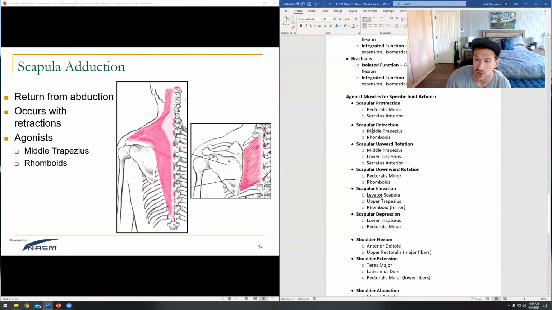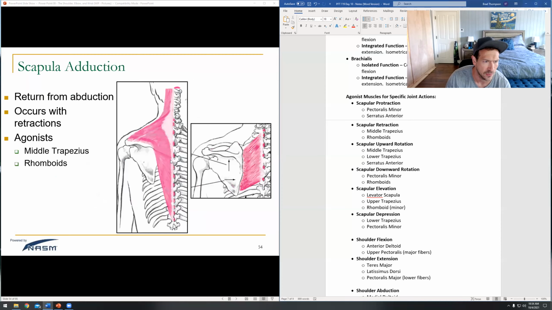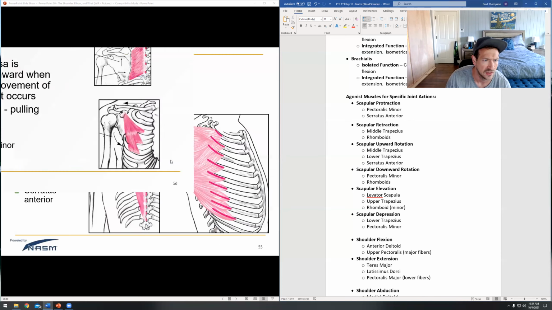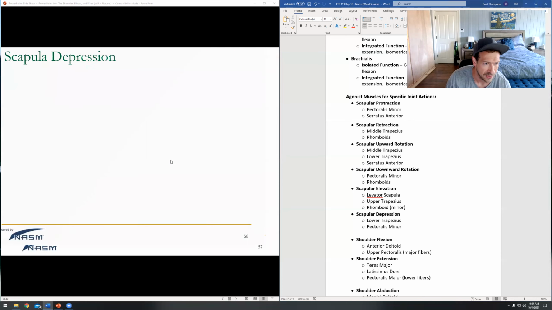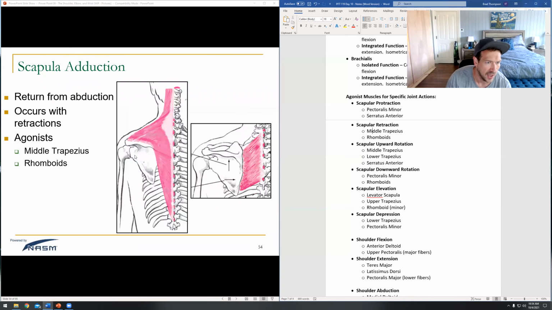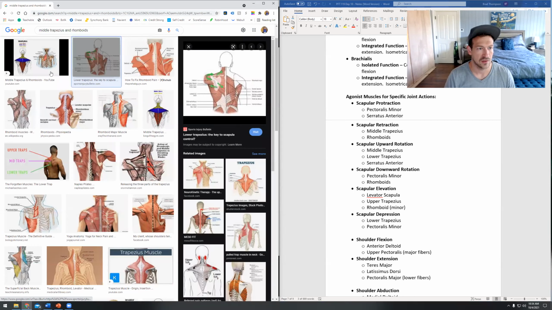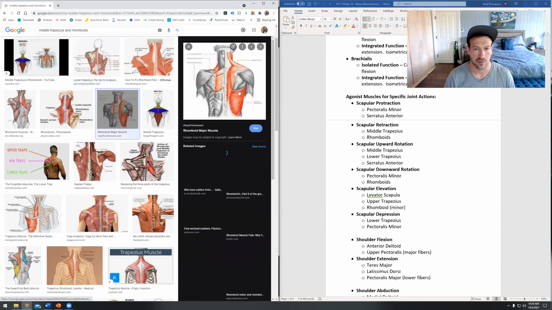Then we got the scapular retraction. Why is this not going in the same order? Is my scapular retraction missing? Oh no, I think my PowerPoint might be broken. Okay, well, scapular retraction, right? Going the other way, that's the middle trapezius and the rhomboids. This is always kind of, actually, there we go. This is the one I like.